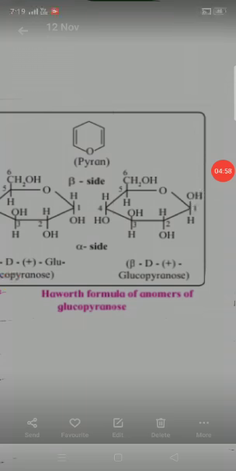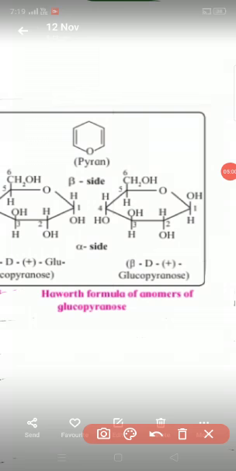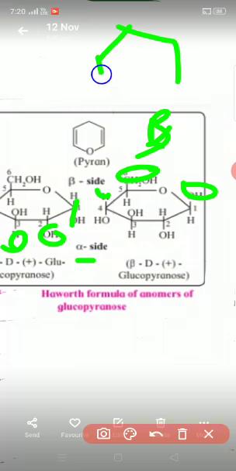See here, this is the Haworth formula for glucopyranose. Here the groups which appear on the right hand side in the Fischer projection formula appear on the alpha side. See here, these on the right hand side in the Fischer projection formula are on the alpha side, and these groups on the left hand side in the Fischer projection formula are on the beta side. These resemble pyranose. This is the structure of pyranose.